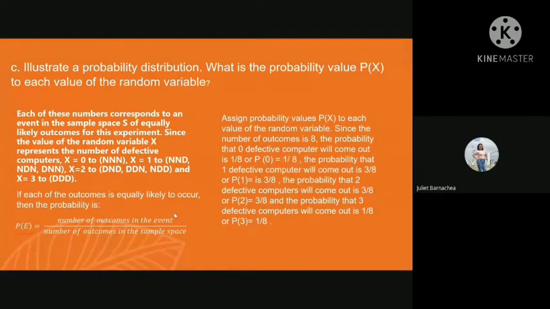Of course, we will assign probability values P of x to each value of the random variable. Since the number of outcomes is 8, the probability that 0 defective computers will come out is 1 over 8. The probability that 1 defective computer will come out is 3 over 8, or P of 1 is 3 over 8. The probability that 2 defective computers will come out is 3 over 8, or P of 2 is 3 over 8. And the probability that 3 defective computers will come out is 1 over 8, or P of 3 is 1 over 8.